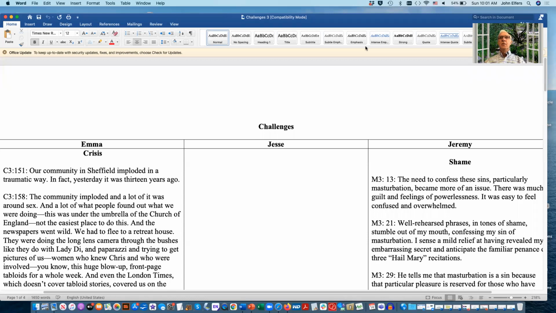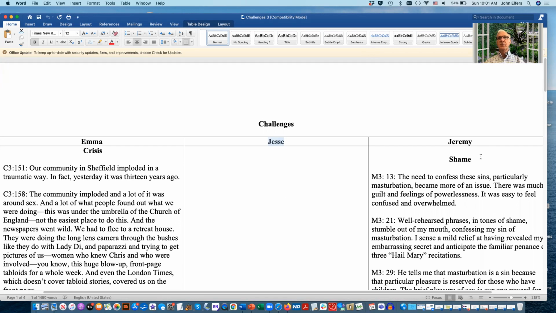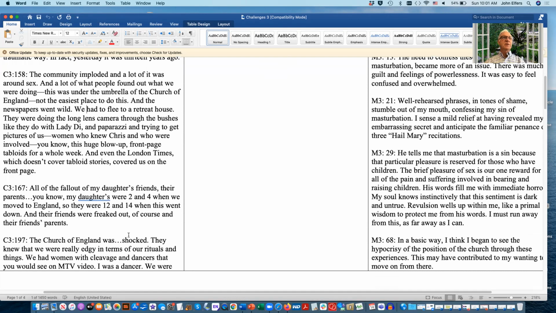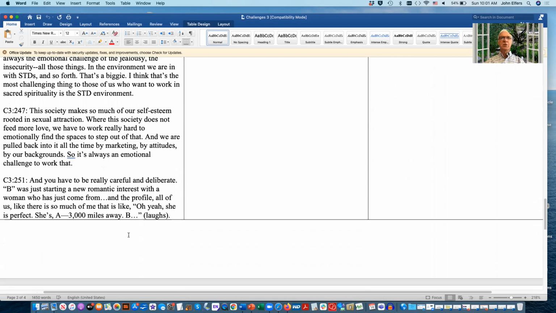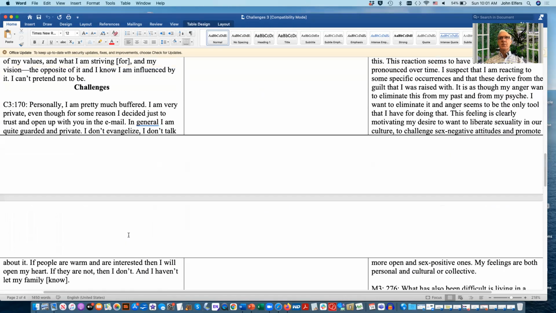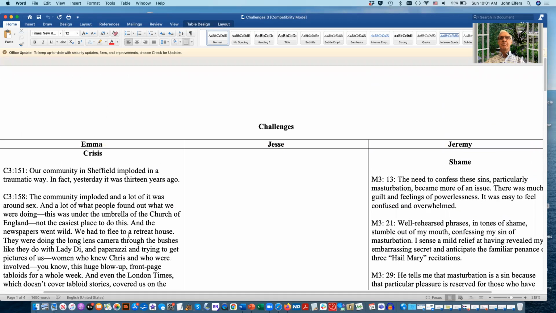Here what I have is a spreadsheet for another theme. This was the theme of challenges related to transcendent sexual experiences. In this sheet, you notice this person didn't identify any. So not everyone did, but I would say 80 or 90% of participants had something related to challenges. Here, Jeremy had a challenge related to shame. One here, Emma had one related to crisis. And so as I look down, I have all of the data that relates to challenges in the various spreadsheets related to this theme. So when it comes time to write this up, I have the data right here.